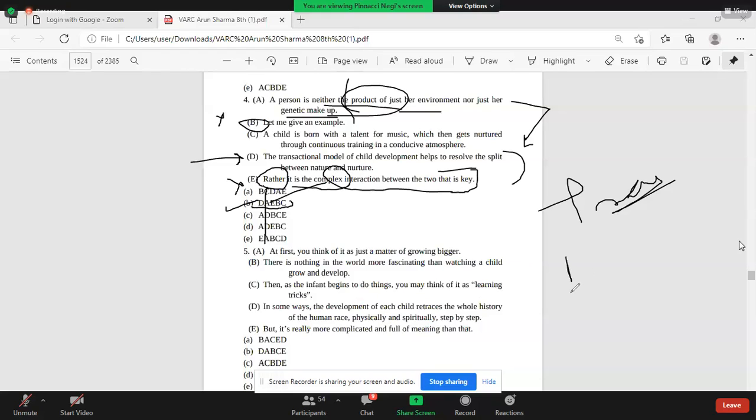So obviously you would have D, A, E. Then they would give an example. Let me give you an example for this, and C is clearly an example statement. They're explaining that using that statement that a child is born with talent for music, which then gets nurtured through continuous learning. ये किसका example है? Child development model का example है. That it is both the factors, not one either or both the factors. Clearly the answer, students, you should have got that correct. This one was a simple one.